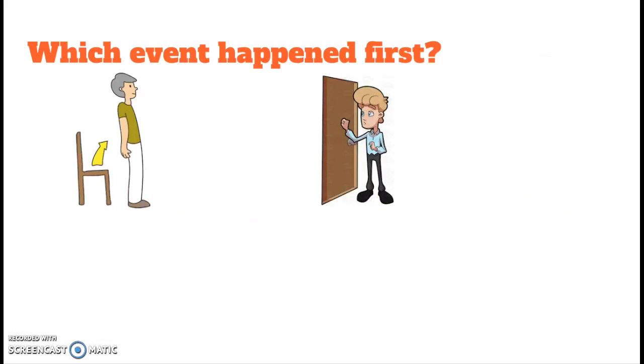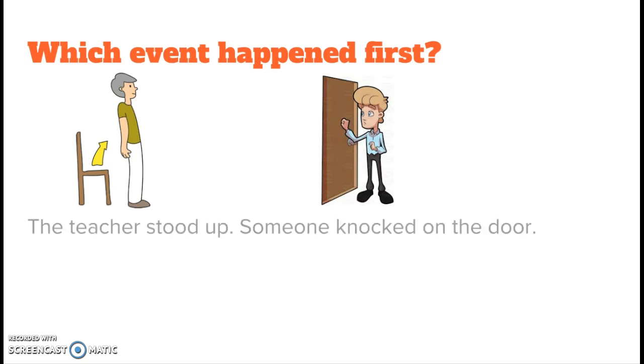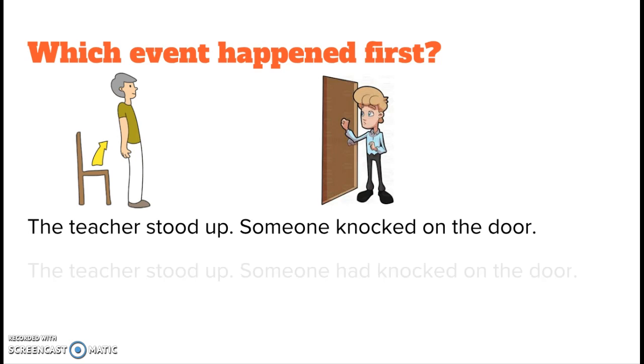The past perfect and the past perfect progressive help you understand which event happened first. So in this case, we have two actions. A teacher stood up and someone knocked on the door. So the question is, what happened first? The teacher stood up, someone knocked on the door. In this case, the teacher stood up first, and then someone knocked. We have two simple past verbs, and so the first one will be first, and the second one will be second.